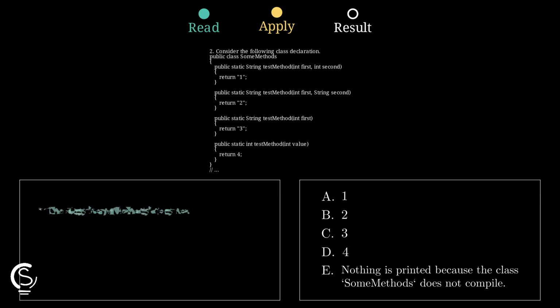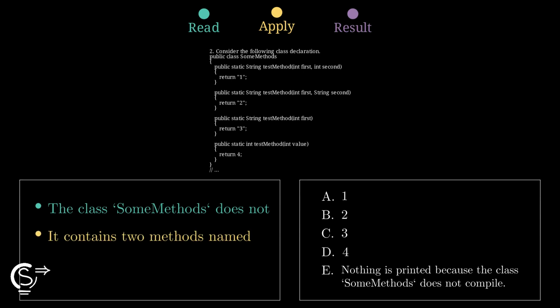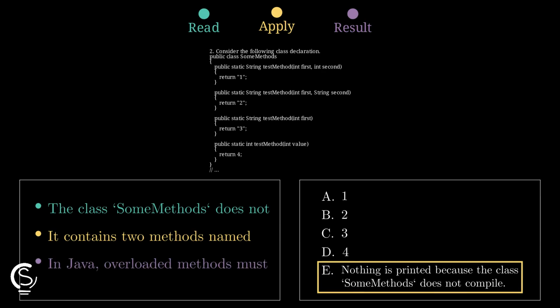Specifically, the third and fourth methods both take a single integer as an argument. Even though their return types are different, Java cannot distinguish between them during a method call. Java overloaded methods require different parameter lists. Since these signatures match, the code fails, making option E the only correct choice.